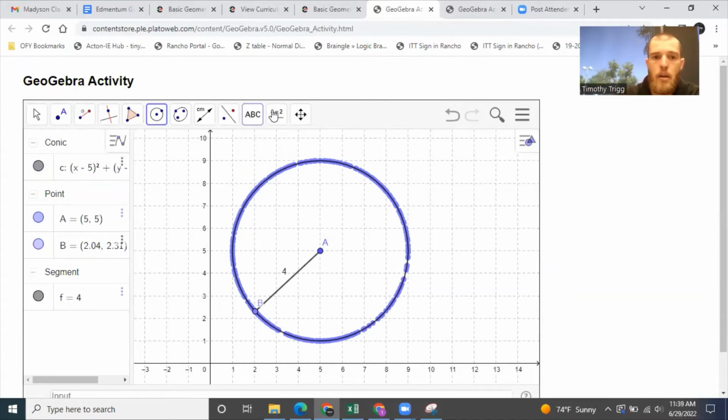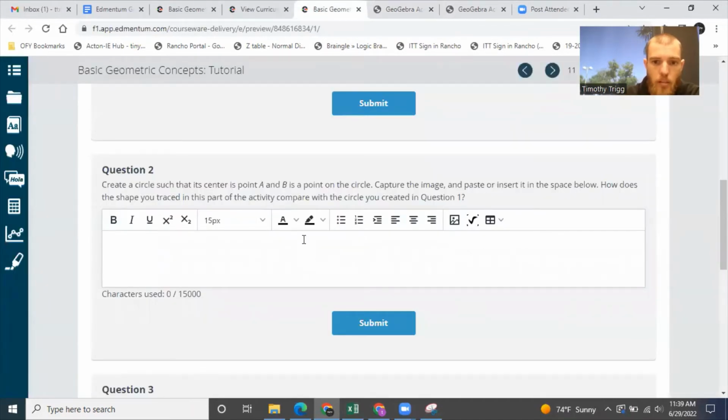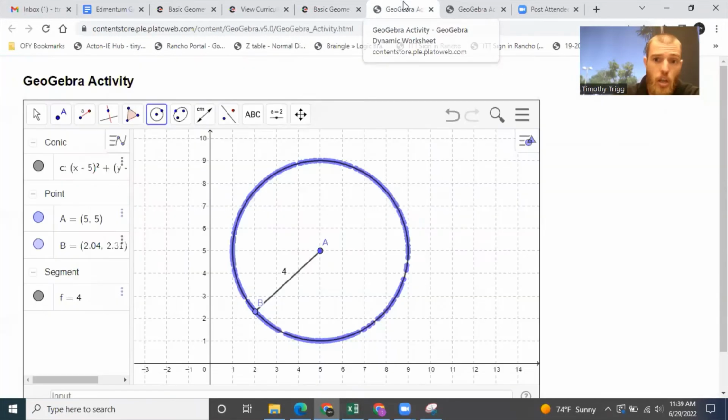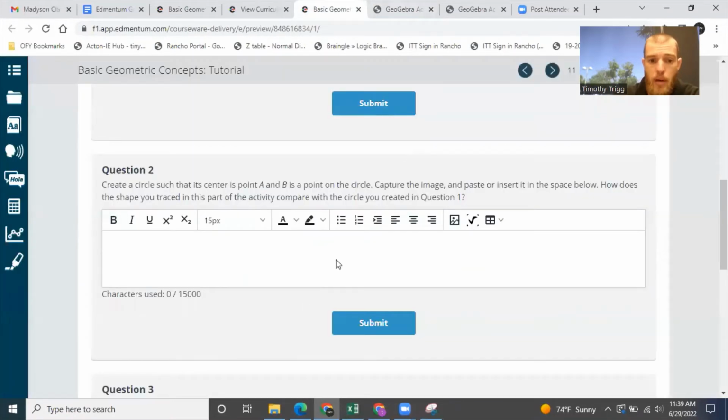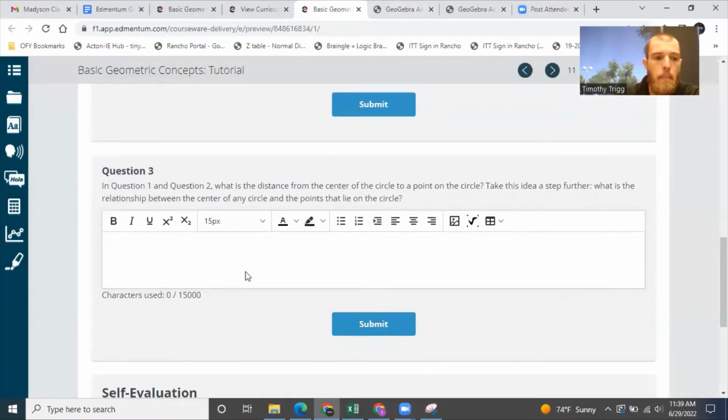So we would say that the circle we just created is the same as the traced circle that we found in question 1. Make sure to take a screenshot of this image and put it right here. In question 1 and 2, what is the distance from the center of the circle to the point on the circle? Well, hopefully you know that that's 4, right? Because that's the distance between A and B.